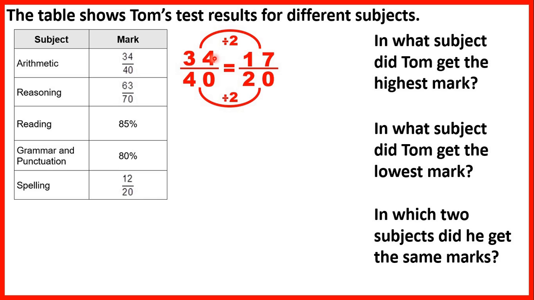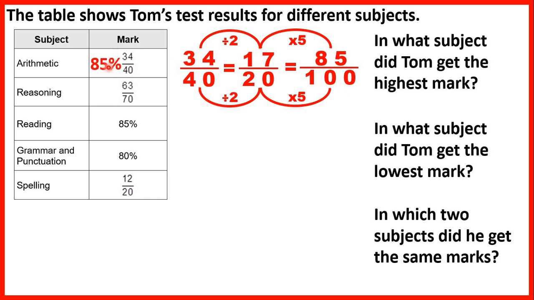So now that we know that 34 over 40 is the same as 17/20, we can convert that to a percentage by finding an equivalent fraction with a denominator of 100. 20 times 5 is 100, and 17 times 5 is 85, so that's 85%.